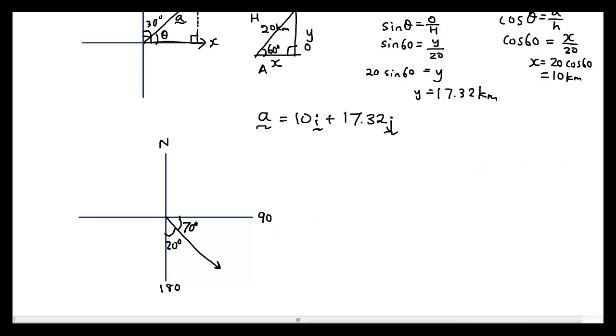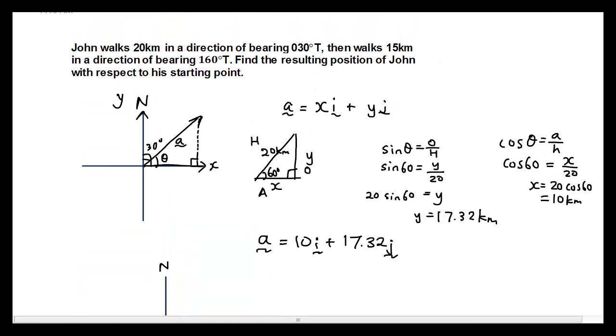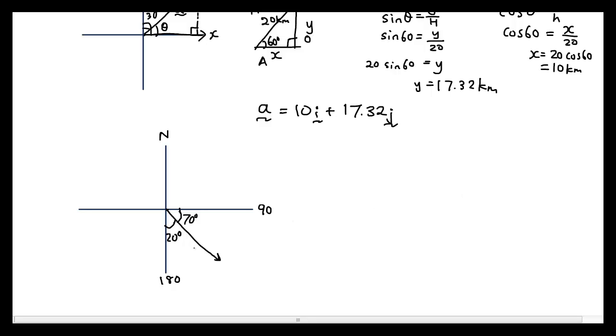So this is vector B, which is 15 kilometers long. We're going to draw a vertical line down to the x-axis, and this is our right angle triangle, and this is 15 kilometers, vector B. Let's isolate that triangle, and we have 15 here.